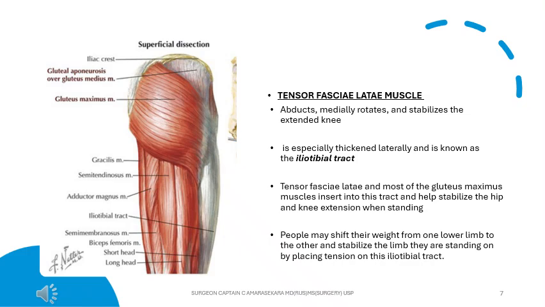Next, we'll move deeper into the gluteal region to examine the lateral rotators of the hip: piriformis, obturator internus, and the gemelli, highlighting their neurovascular relationships and relevance in both imaging and clinical practice.